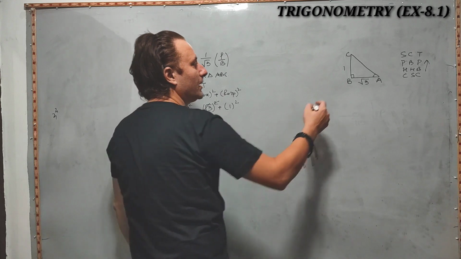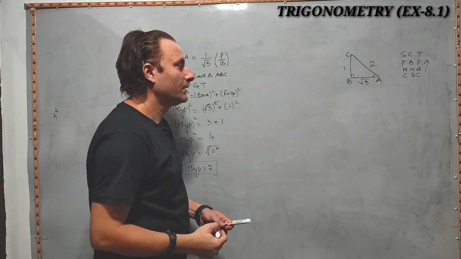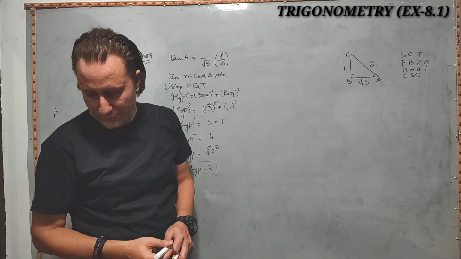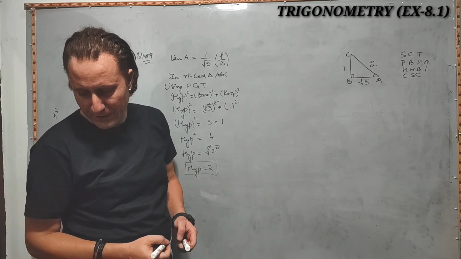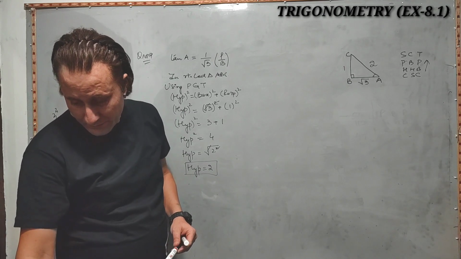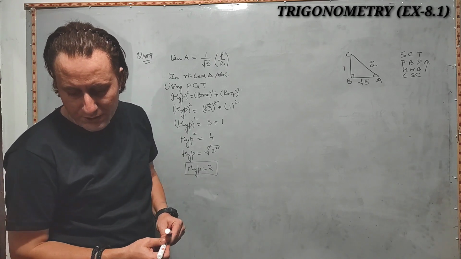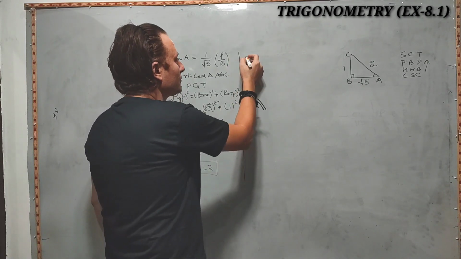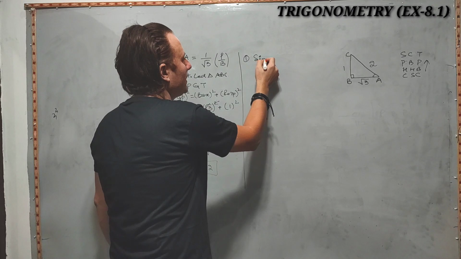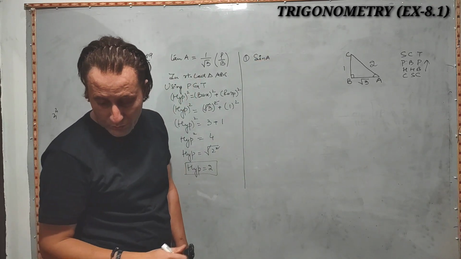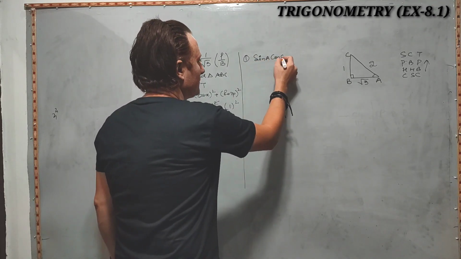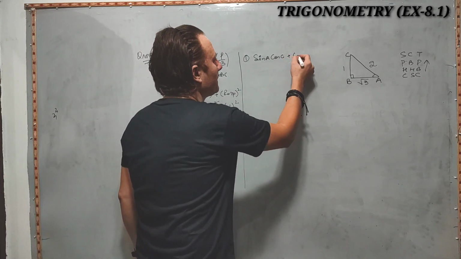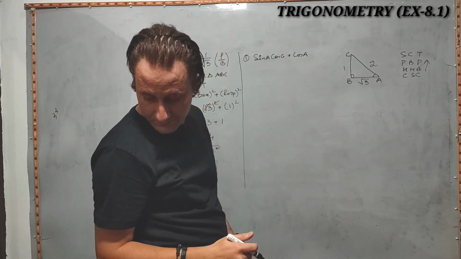So what do I have? Hypotenuse, that is 2. Now let's see what question says. It says find the value of, alright, so first part, we have two parts here. So the first part, it says, okay, sine A cos C plus cos A sine C. So the first part is sine A cos C, and then plus cos A sine C.